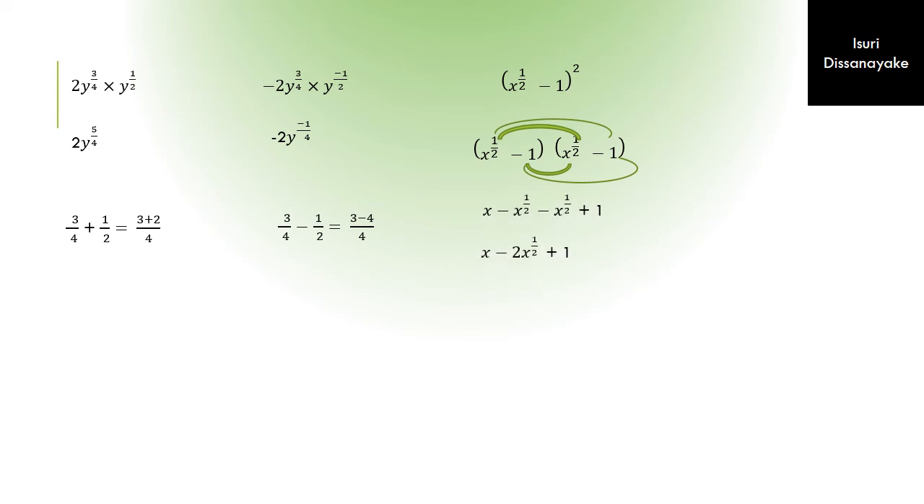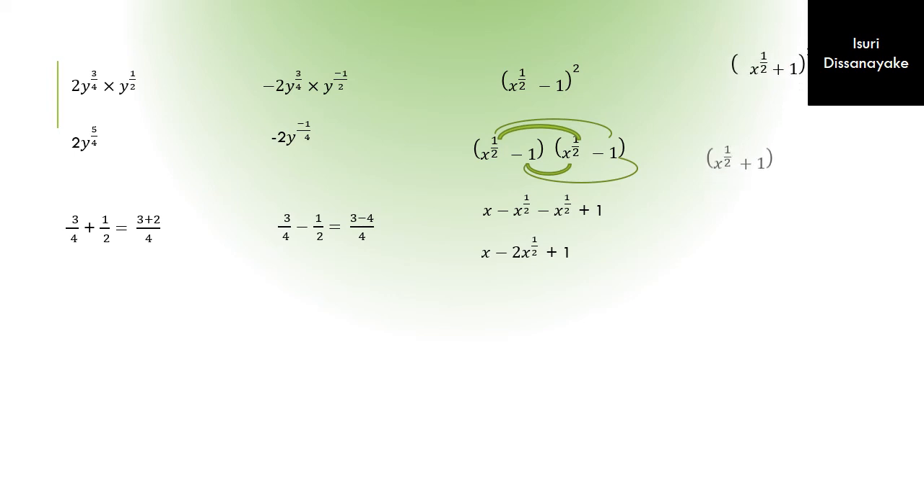So you can add the two like terms, which are minus x to the power half added to minus x to the power half. So when you add this minus into minus, it's minus 2 x to the power half. So these two are like terms. You add minus 1 and minus 1. And x minus 2 x to the power half plus 1 is the answer.